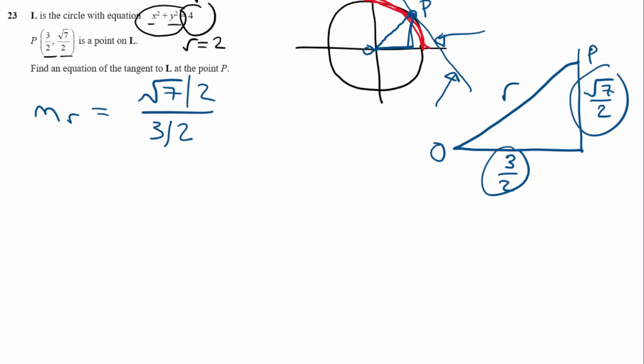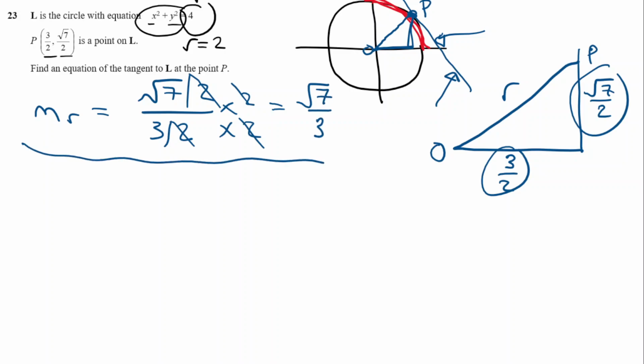We can simplify that by multiplying top and bottom by 2. So in other words, times 2 on the top, times 2 on the bottom. That will cancel there, and that will cancel there, leaving you with root 7 over 3. So the gradient of the radius is root 7 over 3. We can then find the gradient of the tangent. Let's call that m suffix t.